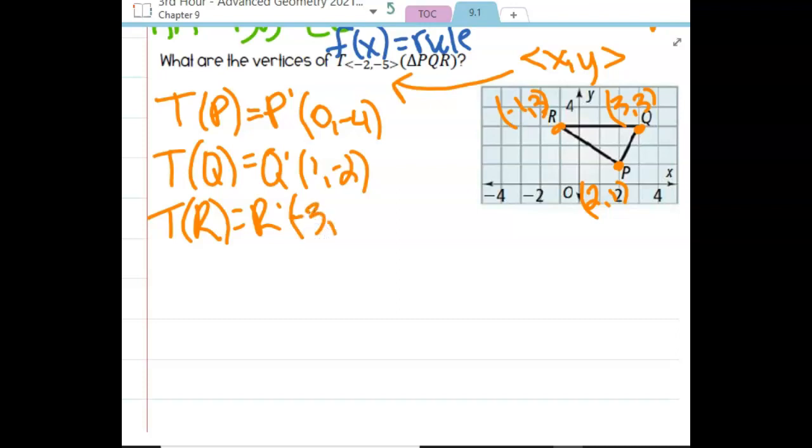-3, -2. Now this specific example, it doesn't tell me to graph them. In your homework, if it tells you to graph it, you would need to draw a graph and graph these points. But for this one, it just wants the vertices.